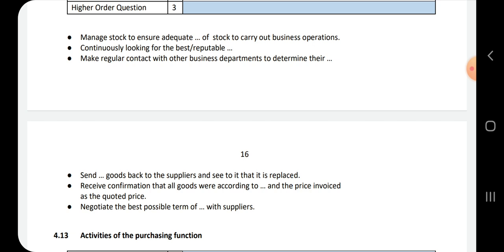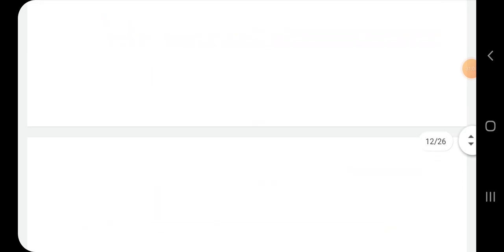And then they send damaged goods back to the supplier and see to it that they are replaced. So if anything is damaged, they have to return it. They also receive confirmation that all goods were according to order, and that the price invoiced is the same as the quoted price. So the price that was charged is the one that is on the quotation.